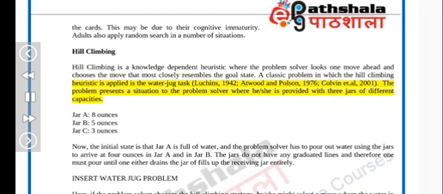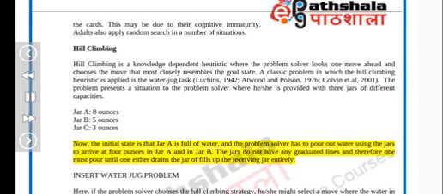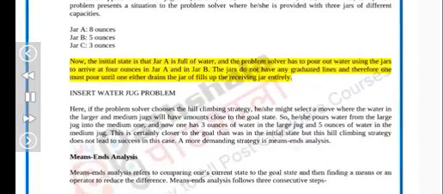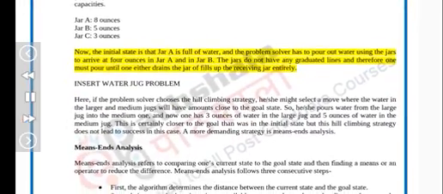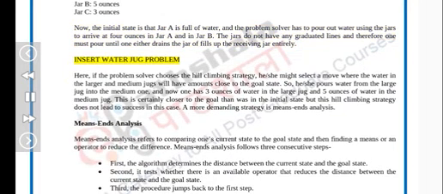The problem presents a situation to the problem solver where she is provided with 3 jars of different capacities. Jar A, 8 ounces, jar B, 5 ounces, jar C, 3 ounces. Now, the initial state is that jar A is full of water, and the problem solver has to pour out water using the jars to arrive at 4 ounces in jar A and in jar B. The jars do not have any graduated lines and therefore one must pour until one either drains the jar or fills up the receiving jar entirely.